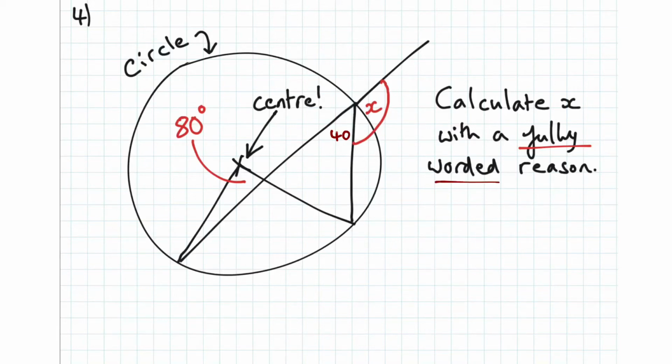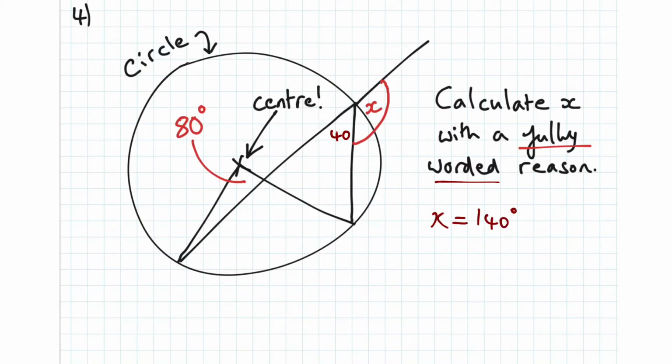Now if you didn't get the 40 bit there, you're not going to get the rest of it right, unfortunately, which is a shame, because the rest of it's fairly straightforward. If we look here, we've got a straight line. So the angles on this line here add up to 180. So if this bit's 40, this bit must be 140. So I could write my answer down. X must be 140.